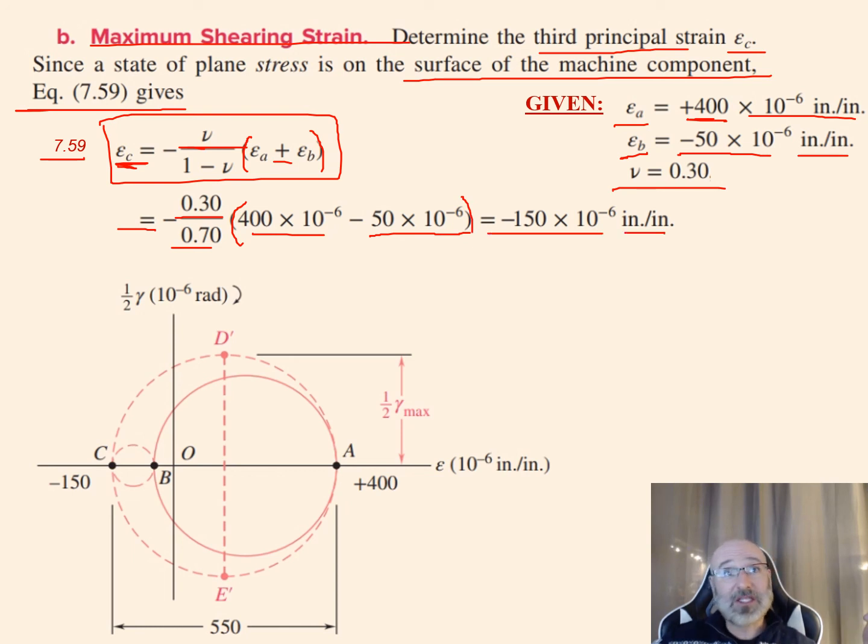Do out our math here, and we see that this is negative 150 times 10 to the negative 6 inch per inch, and that's the negative from this right here, which comes from that right there. So again, sign convention is very important. So we get this negative 150, and that tells us that here at point C, there's our epsilon sub c.